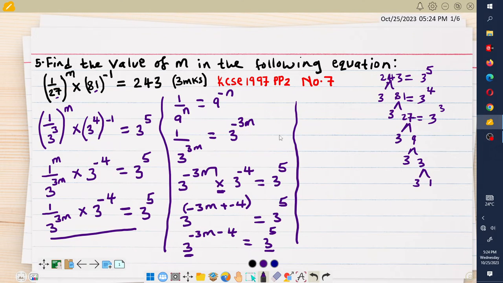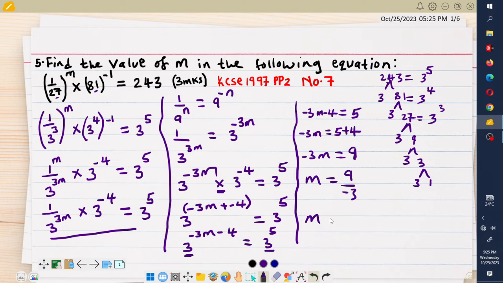So the power is negative 3m, then minus 4 should be equal to the power on the right hand side, which is 5. Collecting the like terms, I'll have negative 3m being equal to 5 plus 4. So this is negative 3m, which is equals to positive 9. So the value of m will be equal to positive 9 divided by negative 3. Of course, the value of m will be negative 3.